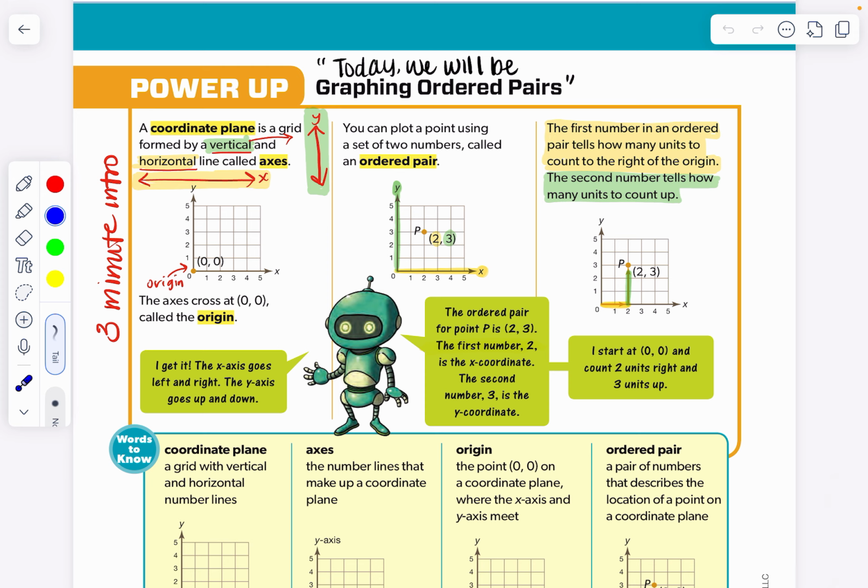We are actually going to start with lesson 47 on graphing ordered pairs within the first quadrant, so all positive numbers. It lets you know that a coordinate plane is a grid formed by a vertical and horizontal line, the axes. Vertical going up and down, horizontal left to right. It also lets you know that you can plot a point using a set of two numbers called an ordered pair. Sorry, something that I forgot is that point 0, 0 is your origin. That is your starting point whenever you are going to plot an ordered pair.